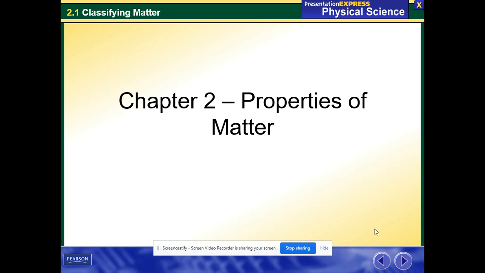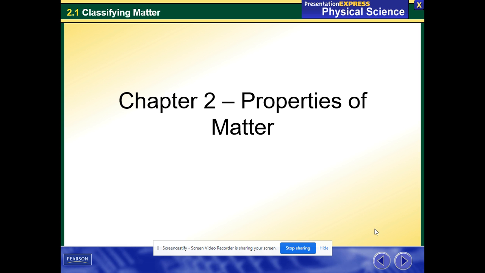Hey class, today we're going to start a new chapter. It is chapter 2, Properties of Matter. Now this is going to be a little bit different than chapter 1. Chapter 1 covered the general idea of science, how it's divided into different subcategories, and things that are related to science such as taking measurements and being able to perform the scientific method, and then lastly, being able to relate information from experiments into tables and graphs.